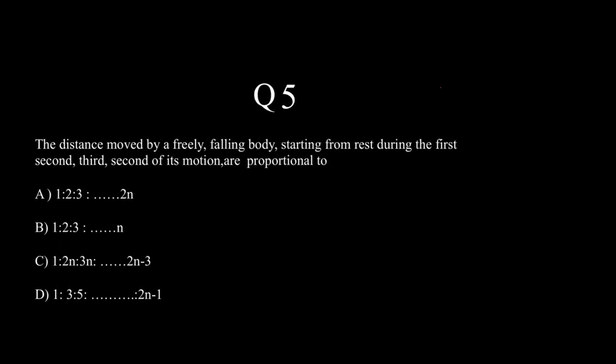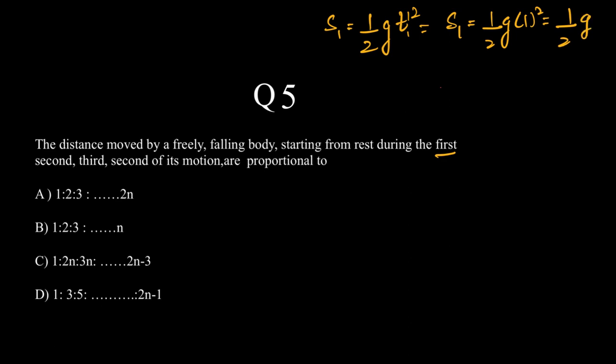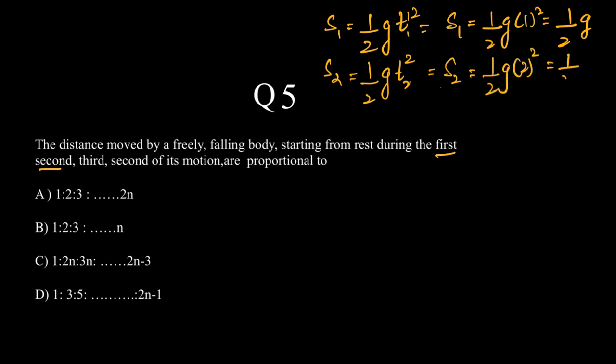Before we start the actual solution, students always come to this conclusion: S1 is equal to half G T1 square, which is equal to, first, S1 is equal to half into G into 1 square, which is equal to half G. And then they take second, which is S2 is equal to half into G into T2 square. Therefore, S2 is equal to half into G into 2 square, which is half into G into 4. And then they take the ratio, and they get the ratio as 1 is to 4 is to 9, and so on.